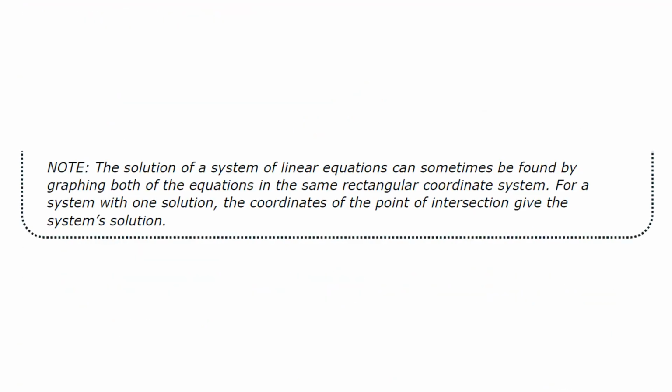Note that the solution of a system of linear equations can sometimes be found by graphing both of the equations on the same coordinate system. So for a system with one solution, the coordinates of the point of intersection would give you the system's solution. So note, you can always check whether your ordered pair is a solution to the system by graphing the equations.